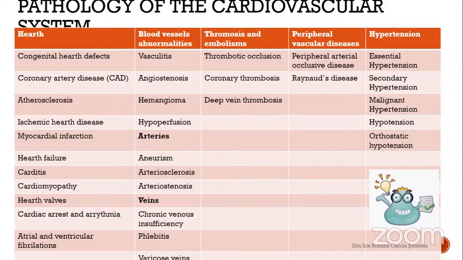Going to the blood vessel abnormalities, we can name vasculitis, angiostenosis, hemangioma, hypopnea. Well, that's the biggest group, right? Going to arteries, we can say aneurysm, arteriosclerosis, arteriostenosis. About veins, chronic venous insufficiency.